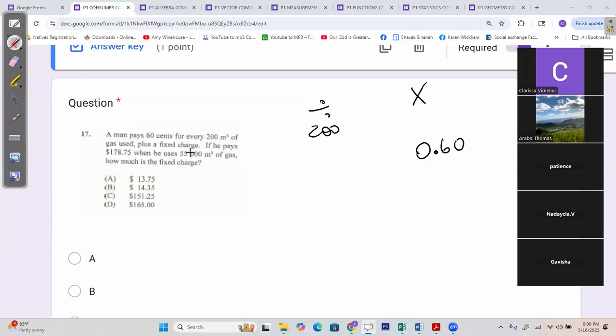So let's go. If he pays $178 when he uses 558 meters cubed of gas, how much is the fixed charge? What's the first thing we've got to do? We've got to take this 55000 and divide it by 200, right? How do we know this? Because this is meters cubed and this is meters cubed. That's a kind of hint as well. You divide to find how many units. So let's divide this, cancel your zeros.